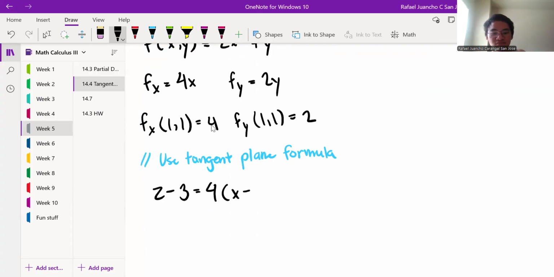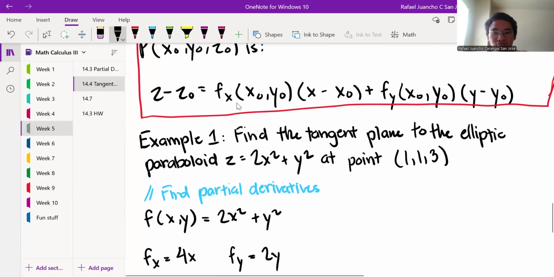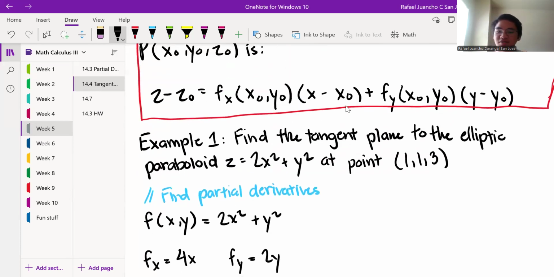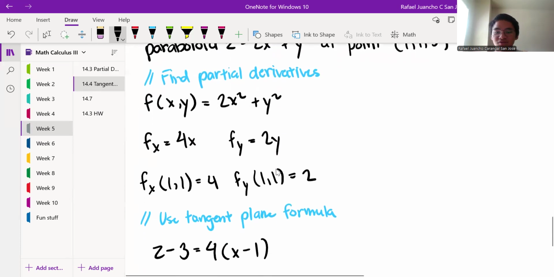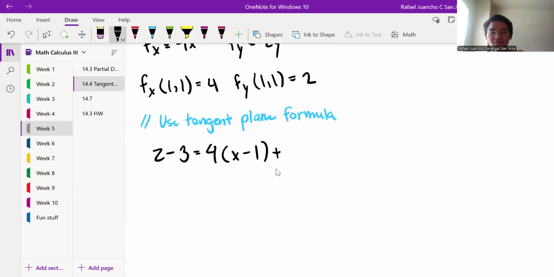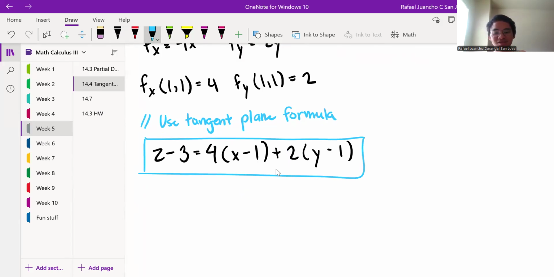And then I think it was x minus 1. Yeah, x minus x naught, so x minus 1 plus f sub y, so it's 2, y minus 1. And then that's it. We're done. We just plugged it in, and we can simplify.